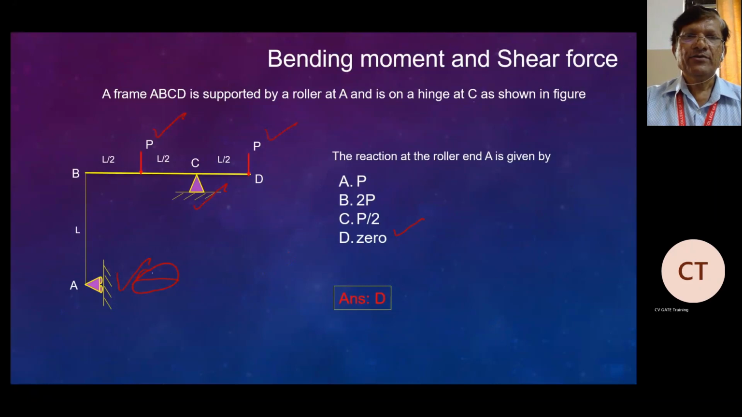So this is clear. This is the one having a hinge and a roller here. They are asking what is the reaction at the roller end. That means it will have only a reaction perpendicular to this. If we have any horizontal force, that would come into the picture here.